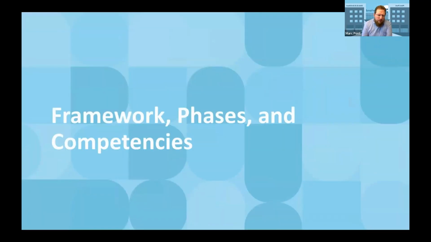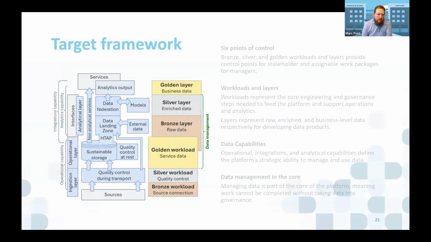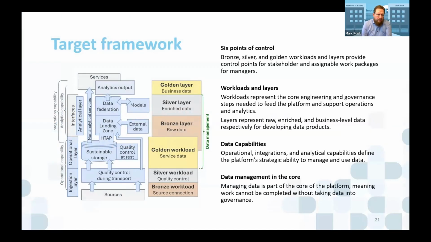So how does this work in a bit more closer to practice? Well, we have quite a big framework set up for this by now, and we've been implementing this for the past 2 years. We introduced 6 points of control so that stakeholders can actually follow the progress of the work they've requested. There is a differentiation between what we call workloads and layers.